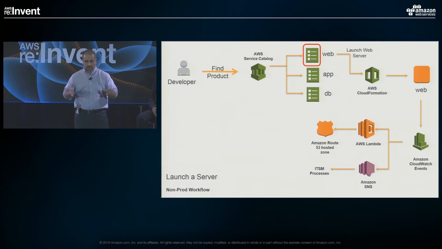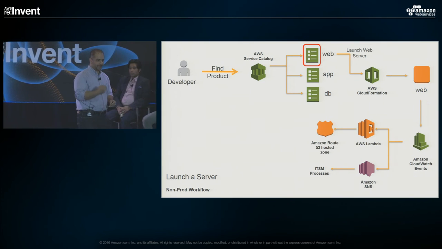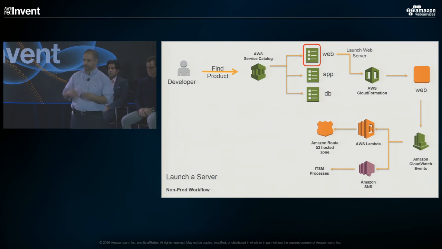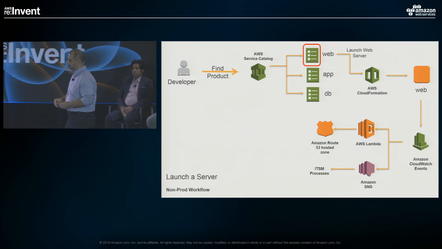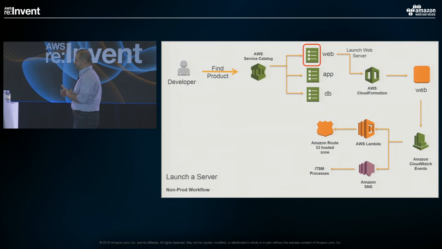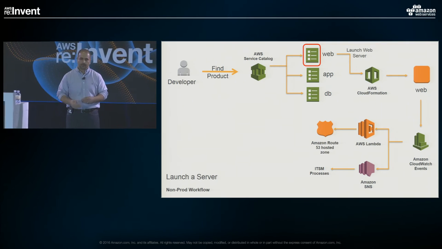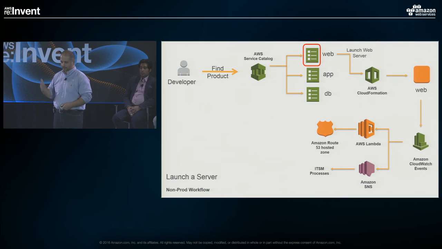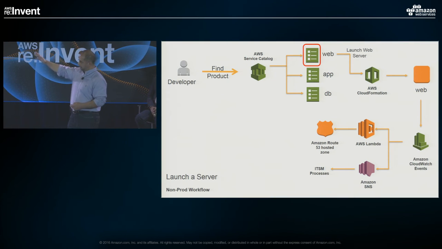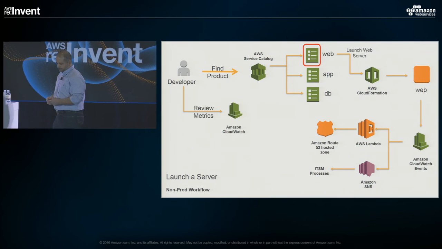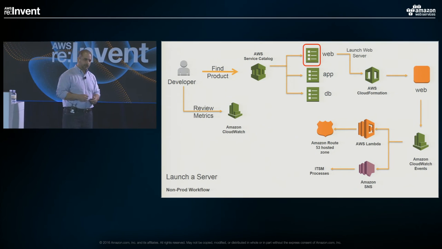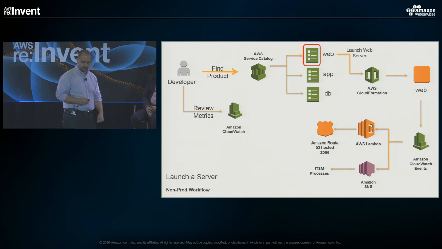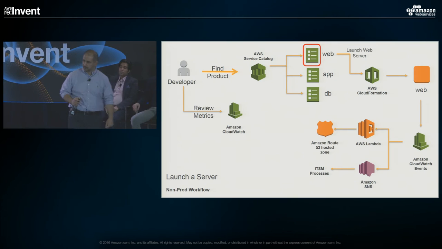So this reduces the time for a developer to actually access a resource and start building or testing or troubleshooting a bug. So you're reducing your time to value, increasing your agility, and also increasing your reusability. You create the CloudFormation template once and then you're done. This is a workflow in the non-production environment. And last but not least, I remember I mentioned how they can leverage CloudWatch to see what's going on.